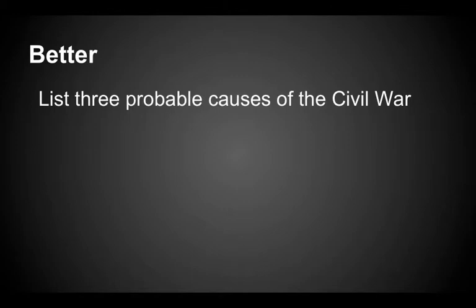Okay, this question that we just read about could probably be written better as: list 3 probable causes of the Civil War. Now this is a better example because it's specific. It tells the student that only 3 examples need to be listed. It is not a vague, open-ended question, so that the students don't end up writing a long essay when they're just required to write a short answer response.